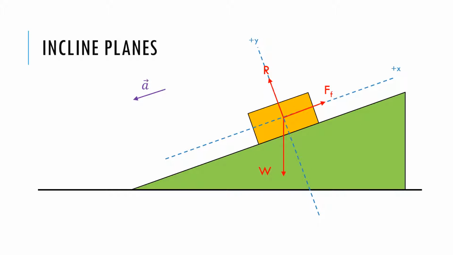It might seem weird at first, but now the force of friction is in the x direction. The normal force is in the y direction. And the acceleration is even in the x direction. So my acceleration is not at an angle anymore, which is really nice. The only force that's at an angle now is the weight, the force of gravity. So that's the only force I have to split into components now.